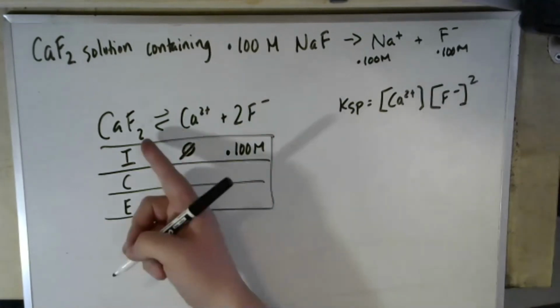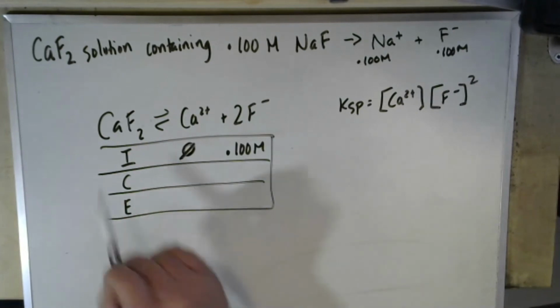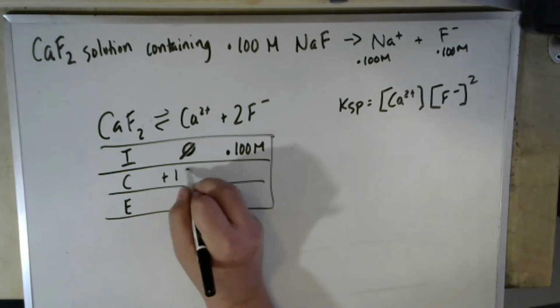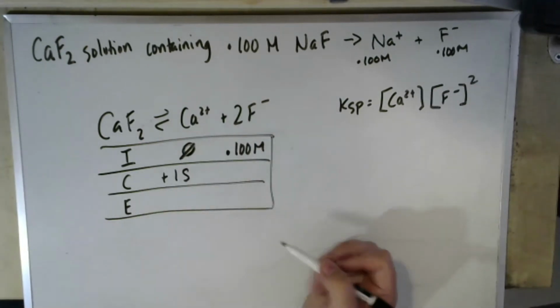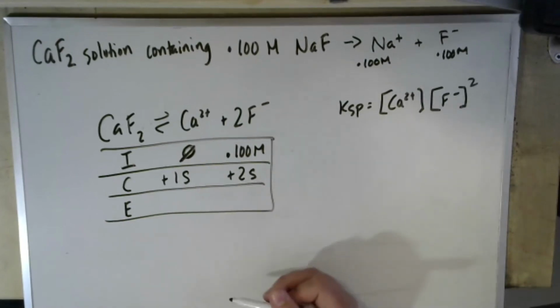Okay. Now, when my calcium fluoride dissolves, it's still going to dissolve the same way it did before. When this compound dissolves, it's going to give me 1s worth of calcium ions, and it's going to give me 2s worth of fluoride ions.